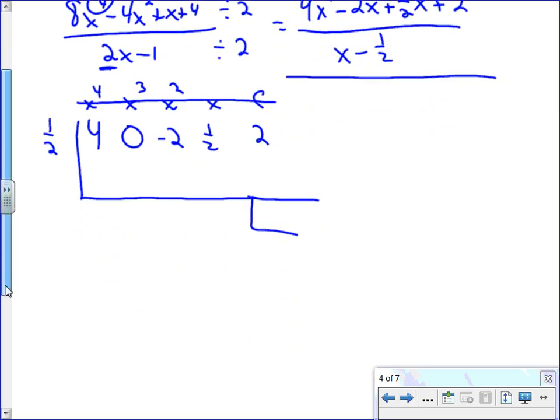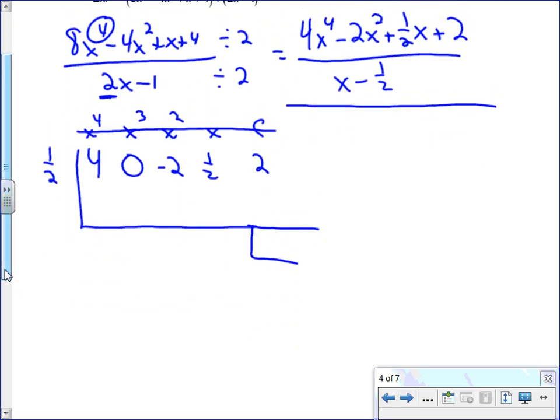All right. See if I can get through this without making another mistake. Bring down the 4. 4 times 1/2 is 2. 0 plus 2 is 2. 2 times 1/2 is 1. -2 plus 1 is -1. 1/2 times -1 is -1/2. 1/2 plus a -1/2 is 0. That's the first time that's happened. 1/2 times 0 is 0, and 2 plus 0 is 2.